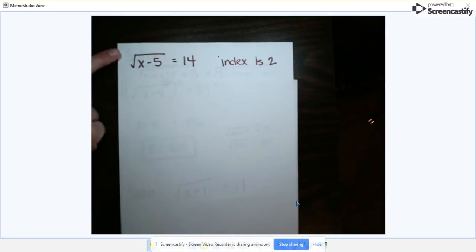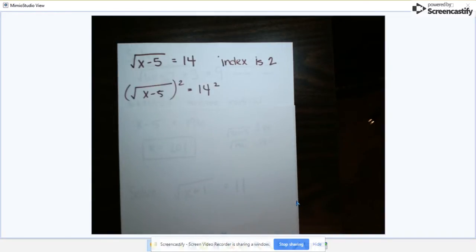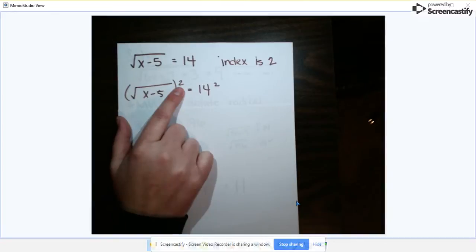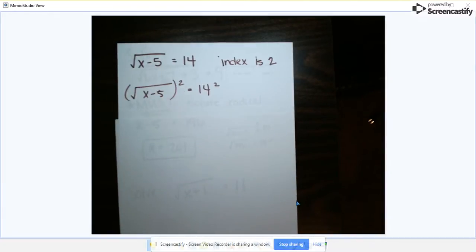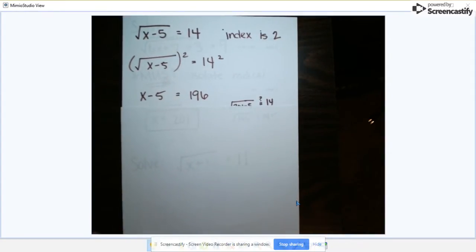Remember that index is that number that's out here. Well, when it's the square root, we don't write that. However, the square root has an index of 2. So we're going to raise it to the second power because square root and square cancel one another off. So we have x minus 5 left on the left side, and 14 squared is 196. And then we just solve it like a regular equation. So we have to add 5 to get 201.